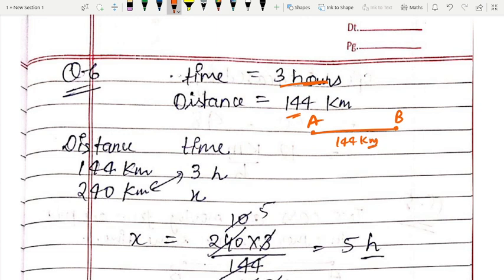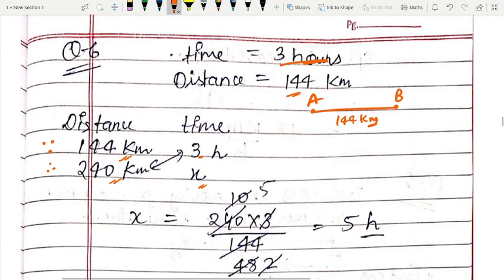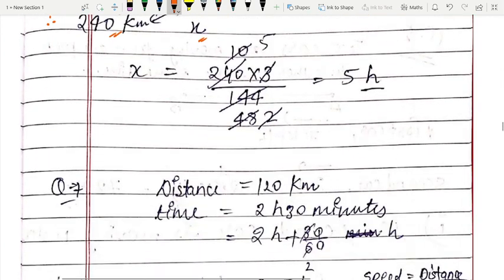So we can do this question by direct proportion, the unitary method. Distance is given two times here, 144 and 240 kilometer, with 3 hours. Here we need to find out x. We will write x and cross multiply. 240 multiplied by 3 divided by 144. Solving this you will get 5 hours as our answer.